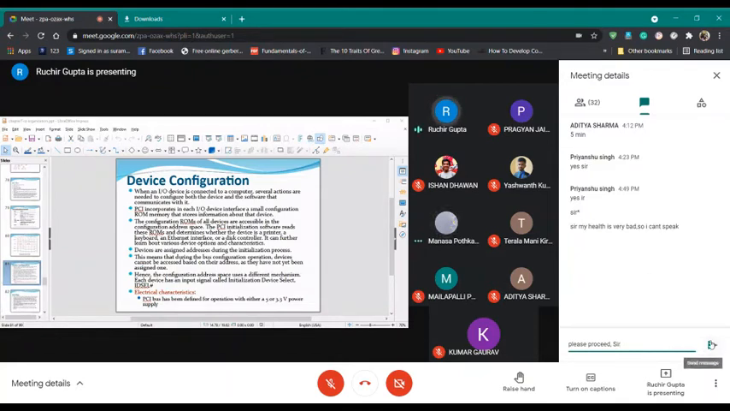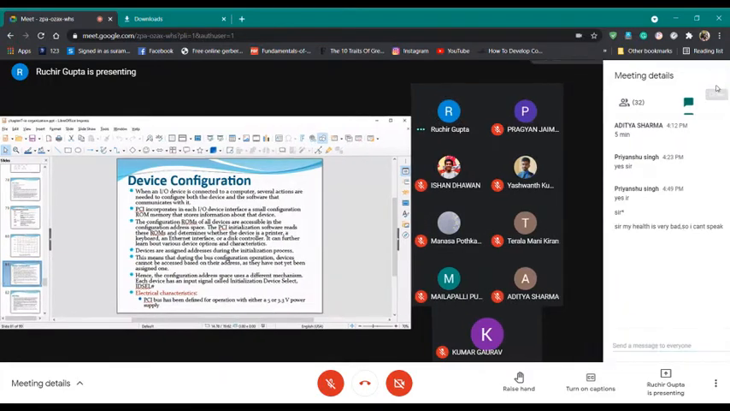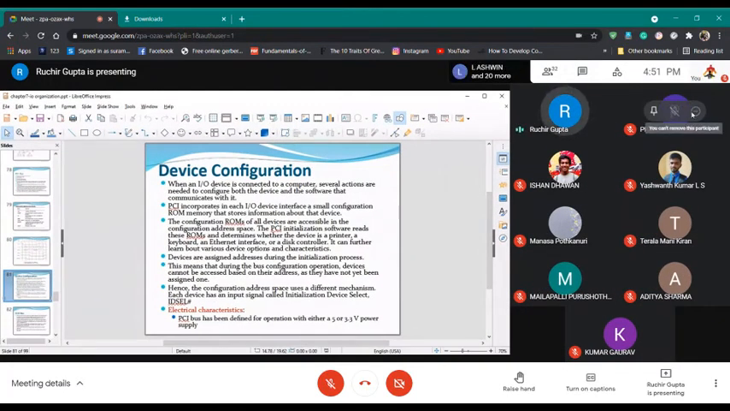Okay, anyway. Assuming that you understood this device configuration idea, although the way you are responding doesn't look like that, I'll go ahead. This is all that I want to discuss about the PCI bus. Next, I'll discuss the SCSI bus.